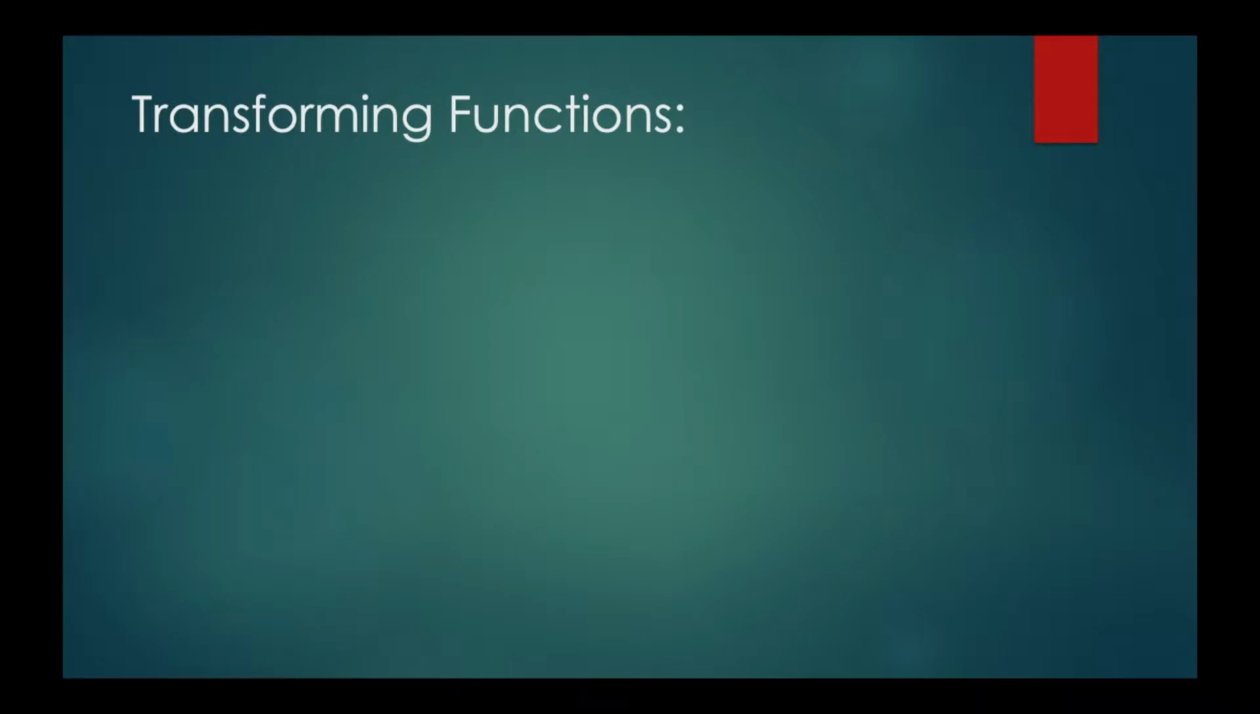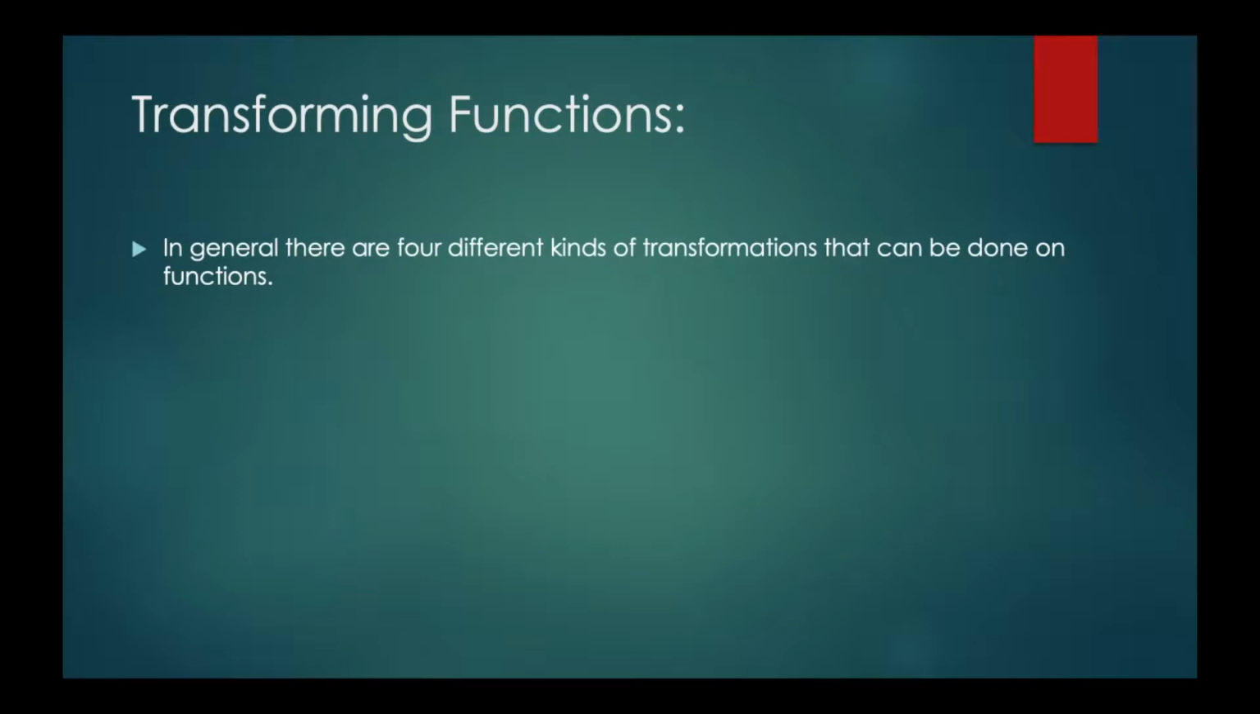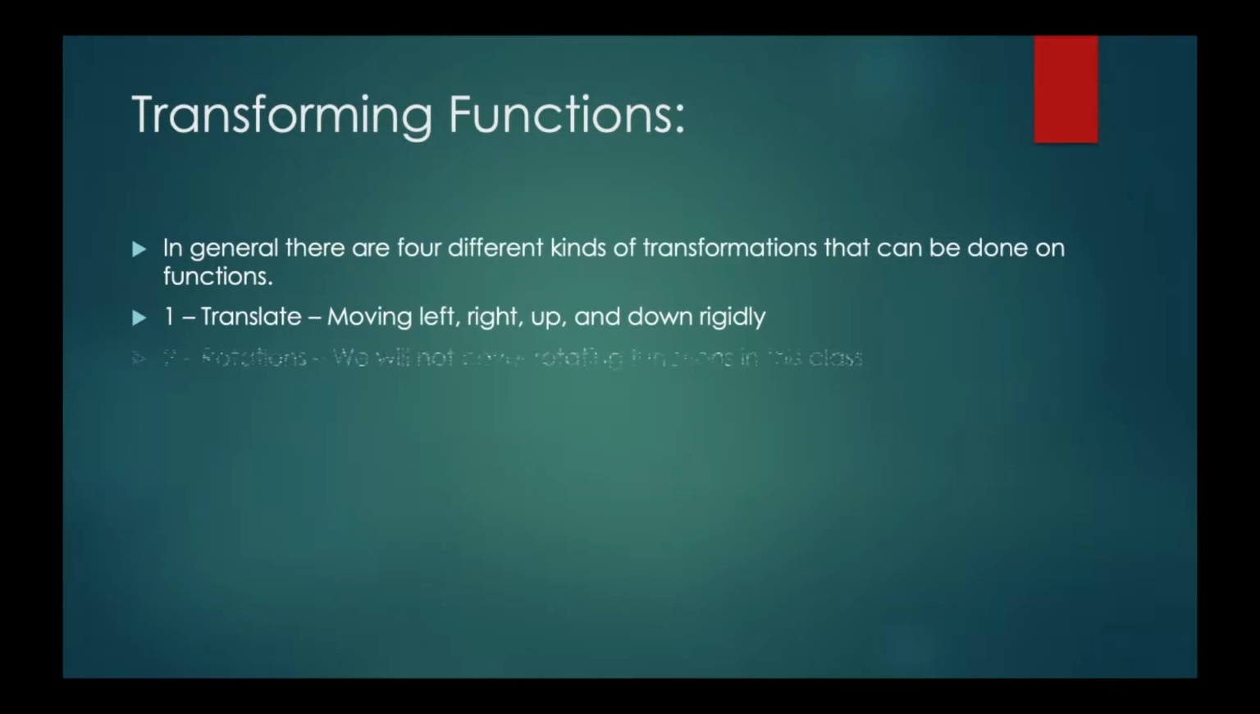All right, welcome back. Today we're talking about transforming functions. So in general terms, there's 4 different kinds of transformations that we're going to look at doing on a function. The first one is the easiest one, translating. Translating a function means to move it left, right, up, or down rigidly.